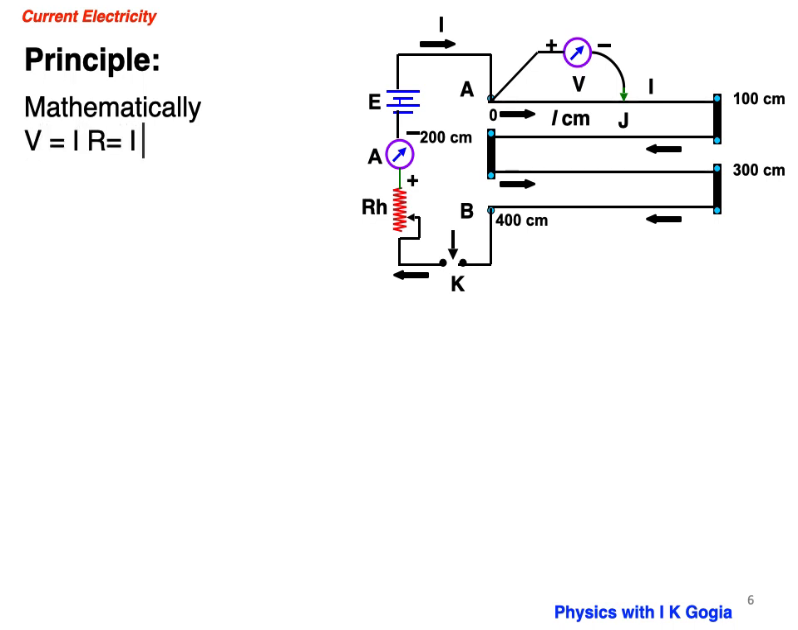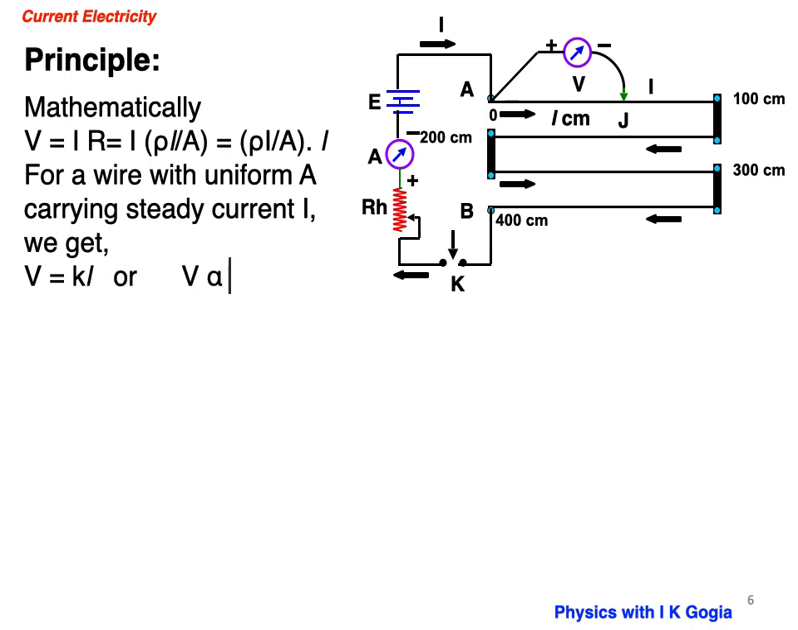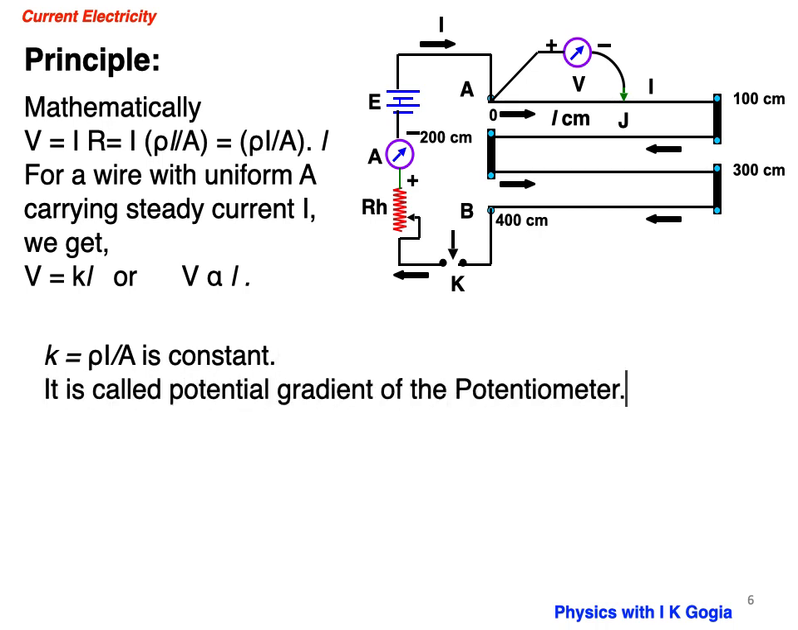Mathematically, we get V equal to IR equal to I rho L by A, or rho I by A into L, separating L. For a wire with uniform area of cross section and carrying a steady current, rho I by A is constant. So we get V equal to KL or V proportional to L, where K, rho I by A, is a constant. We call it the potential gradient of the potentiometer. SI unit is volt per meter.